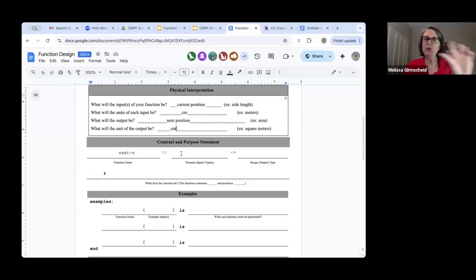So I'm creating a contract with the computer. All of these I consider to be additional representations for the motion of the buggy. So we're going to write a function. The function name we've given it is nextx.